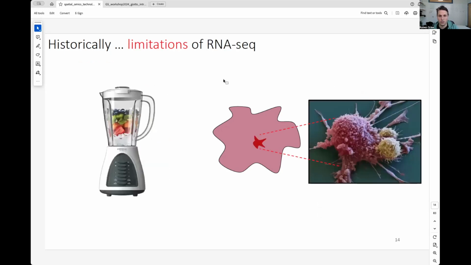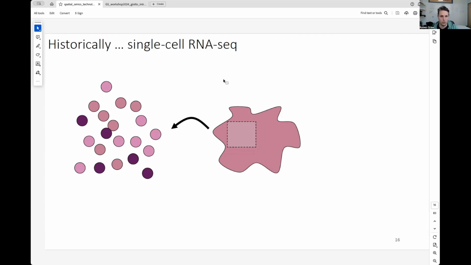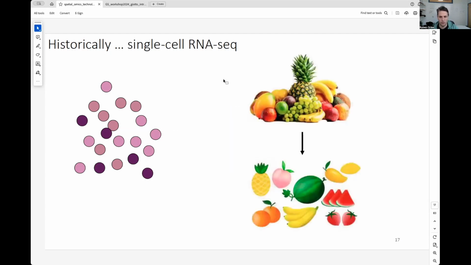But there are certain limitations in RNA-seq, right? The simplest way of visualizing this is you would throw the whole tumor, you would blend it, and you lose the idea about the individual tumor cells and the individual non-tumor cells that are part of the tumor microenvironment. So then people started doing single-cell RNA-seq, and that has been really popular. With single-cell RNA-seq, you deconvolve that into the individual constituents of your tumor, in our case, or any other tissue you're interested in.